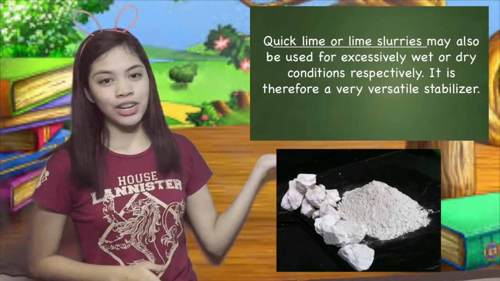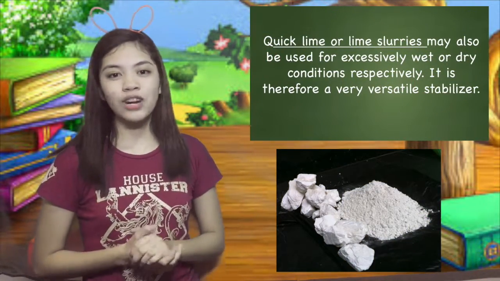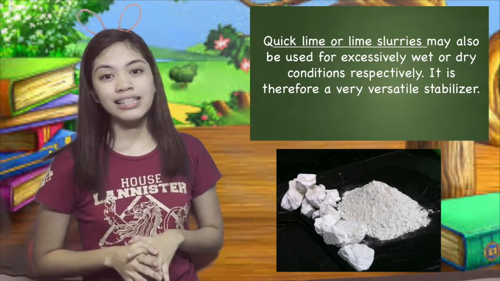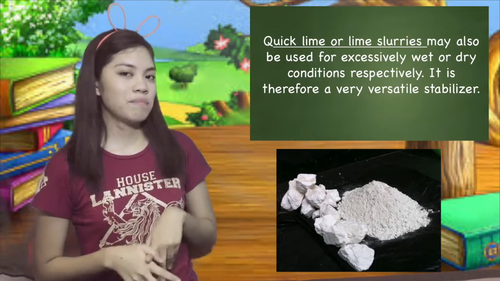Quicklime or lime slurries may also be used for excessively wet or dry conditions respectively. It is therefore a very versatile stabilizer. In roads, lime stabilization is widely used for sub-base construction or subgrade improvement. Nevertheless, there is no sound reason why these roles should not be interchangeable.